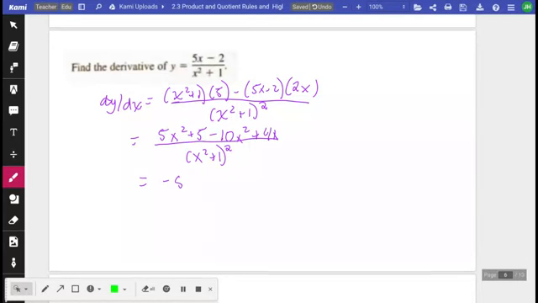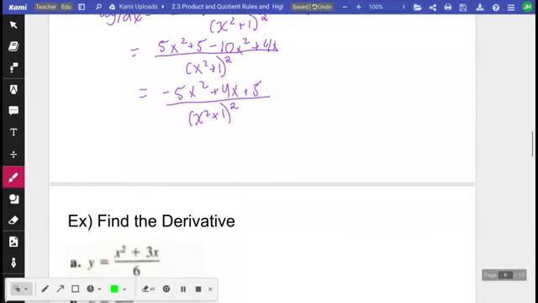So we'll have -5x squared and a positive 4x, a 5. And that won't factor. Well, you could check it. But we'll be able to get it like that. And that's it. That would be our quotient.